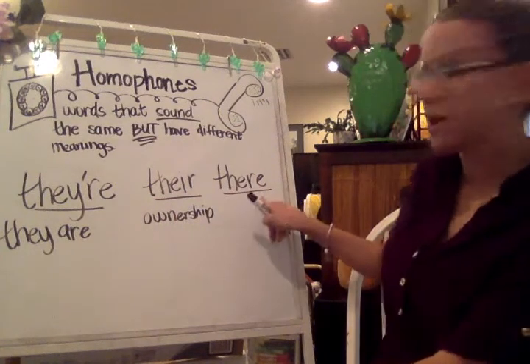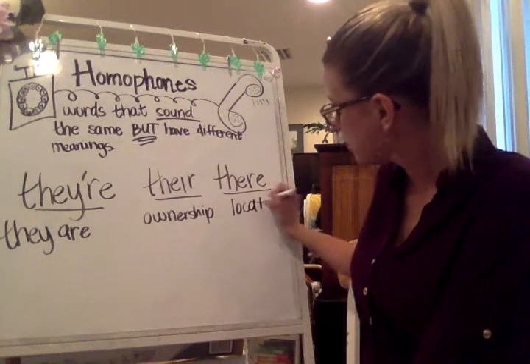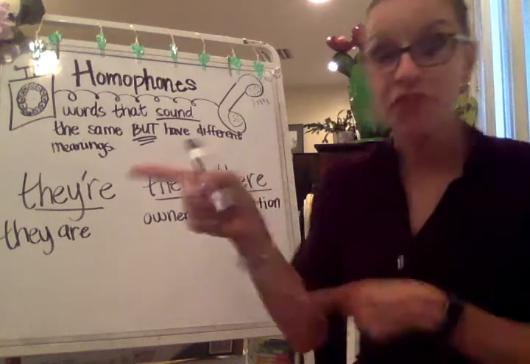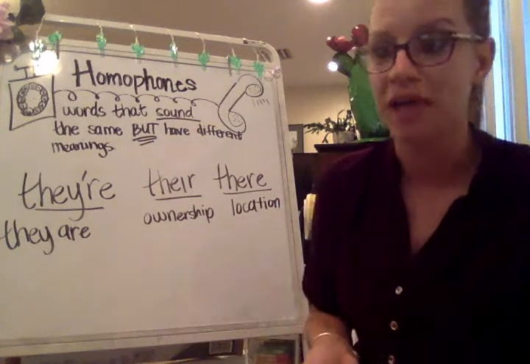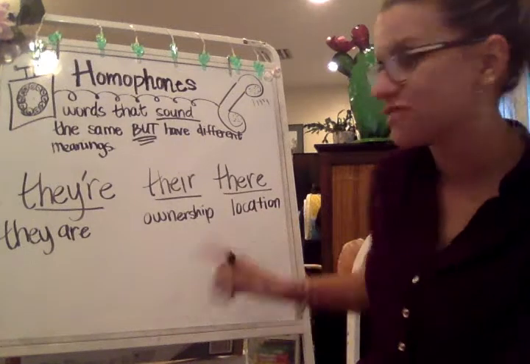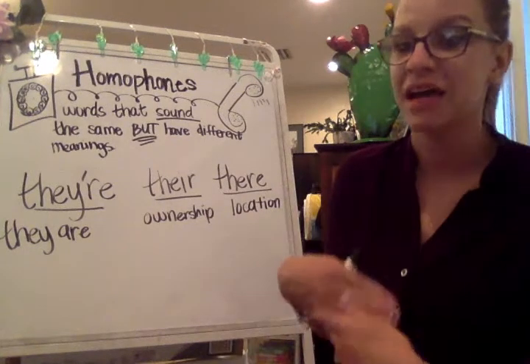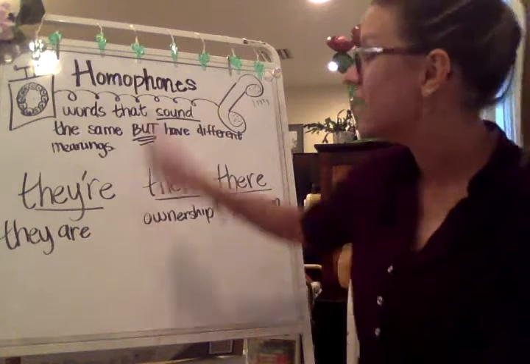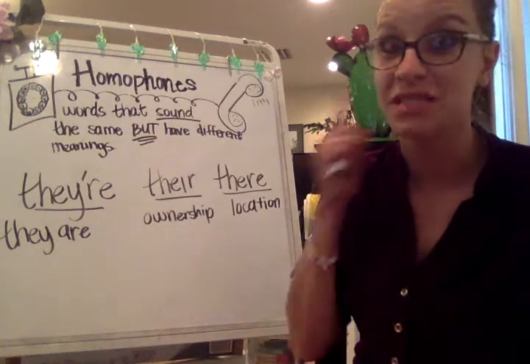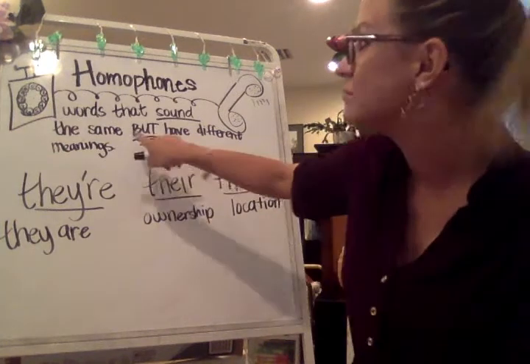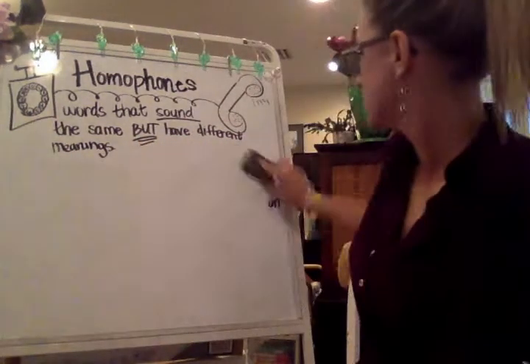This there with the ERE at the end, it's for a location. This is the location. Over there. Like you're telling somebody a place where something is located. So those are the 3 different types of there. This is something that you learn in 1st grade, but you may have forgotten it. I want to refresh that into your memory. These are homophones. 3 words sound exactly the same when you say them, but they all have a different meaning when they're used.